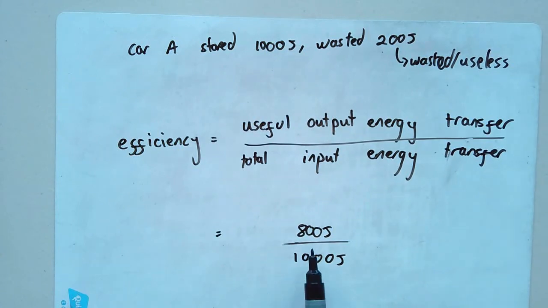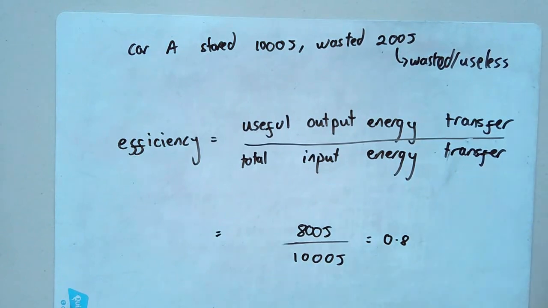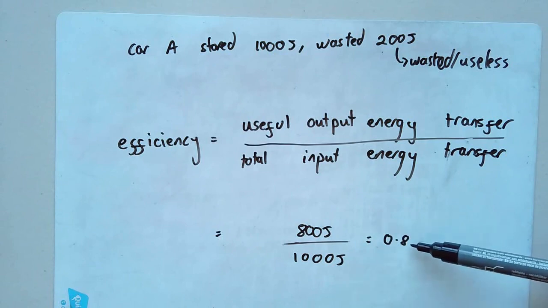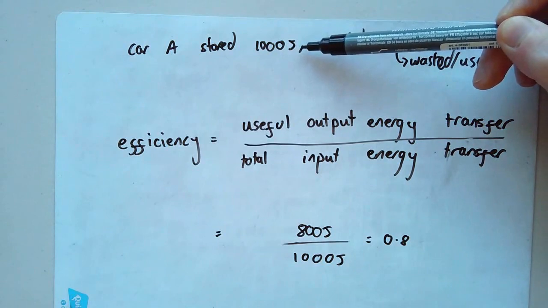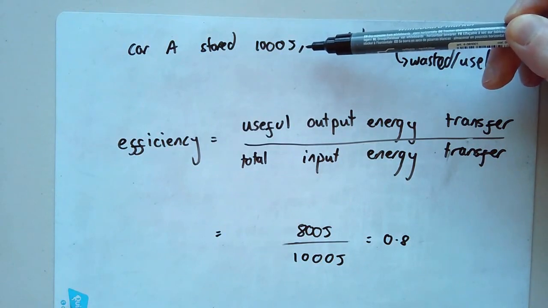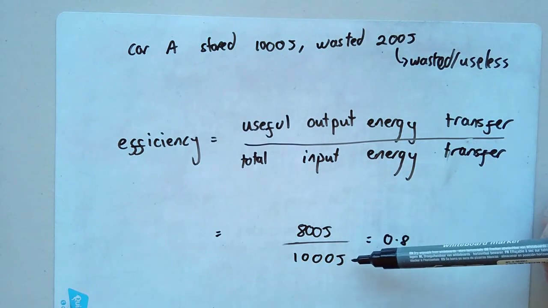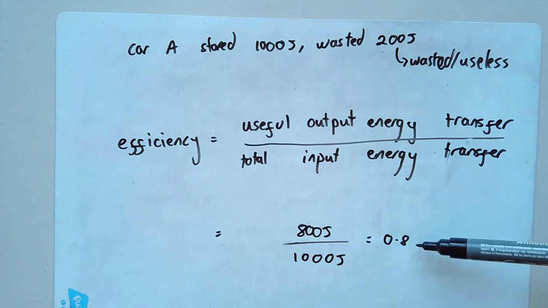So 800 divided by 1,000, which gives me 0.8. And again, you plug it into your calculator. Now what that number means is for every joule of energy in, 0.8 of those are useful. So every 1 joule in, 0.8 are useful. So in this example, I have 1,000 joules going in. I'm only getting 0.8 from each of them. That comes in total to 800 joules. So 1,000 joules go in, 800 joules come out, which means for every single joule that goes in, 0.8 are useful.